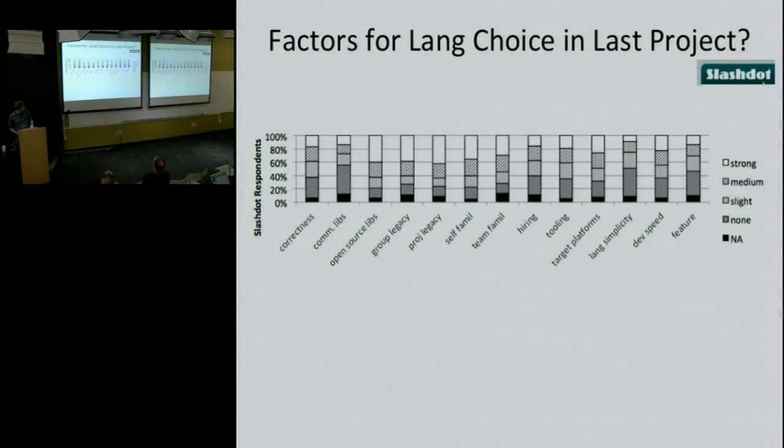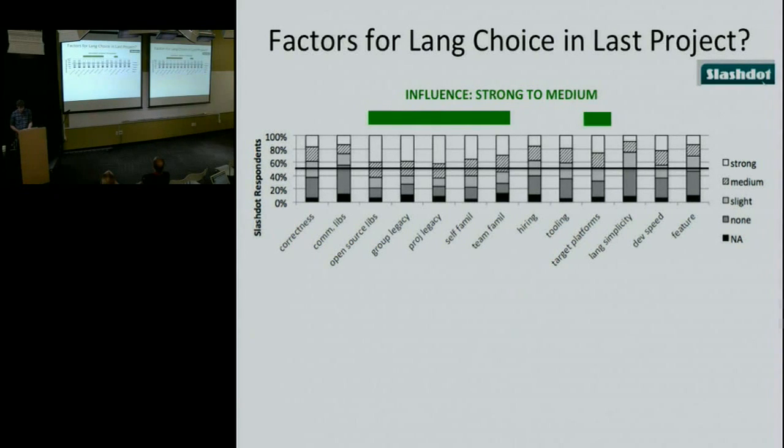This is a little noisy graph, but basically what we're seeing here on the bottom bar is different types of reasons people pick the language for the last project. For example, the very strong influences are the bars under the green arrows. On the leftmost, open source libraries were a strong to medium influence, so everything above that horizontal black bar. And then also something like group legacy, which is sort of what we're seeing in the SourceForge case, is that the group was already writing code in this language, so the next project will use that same language.